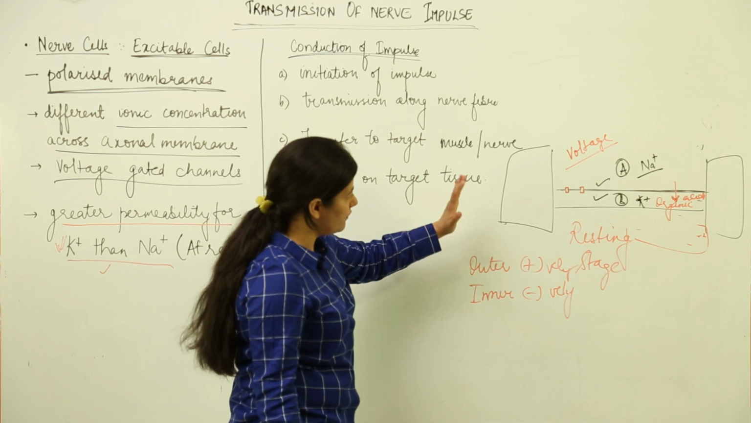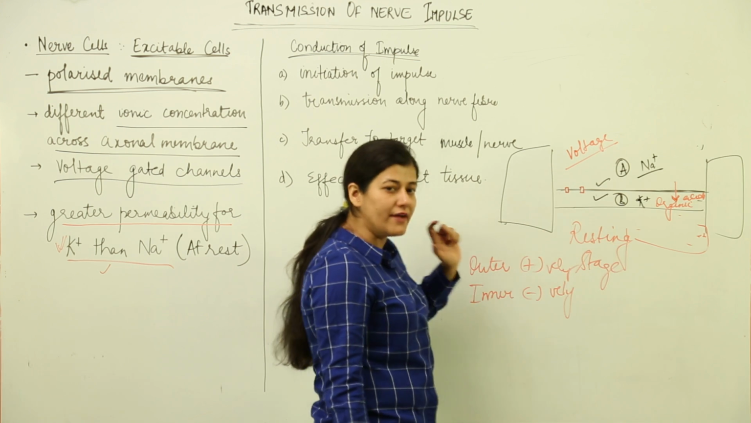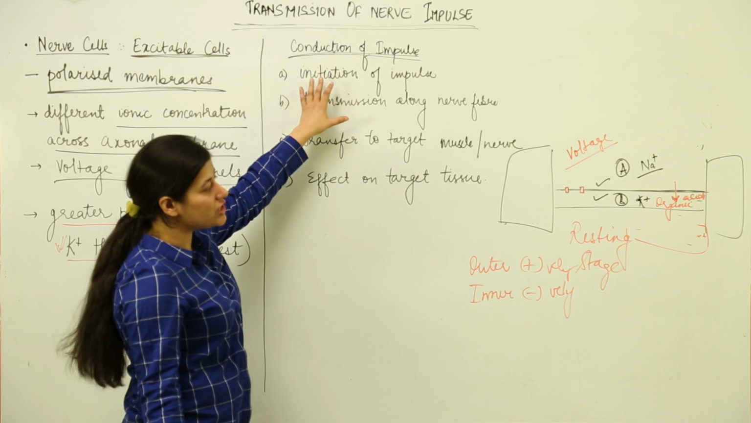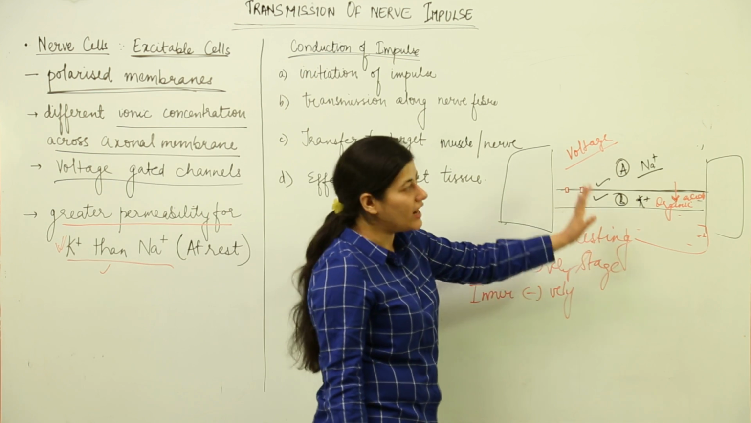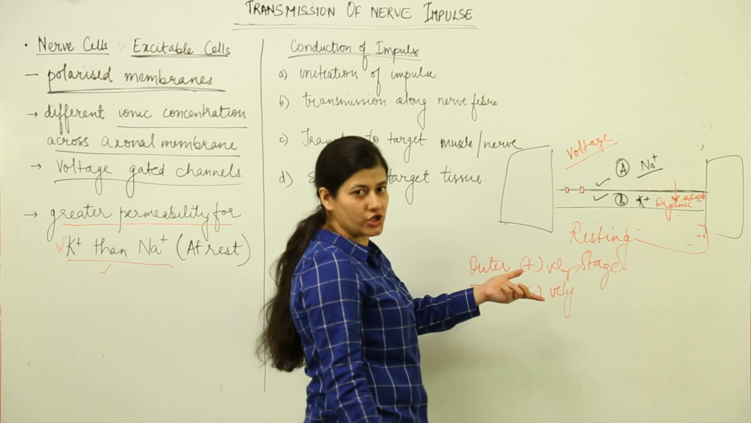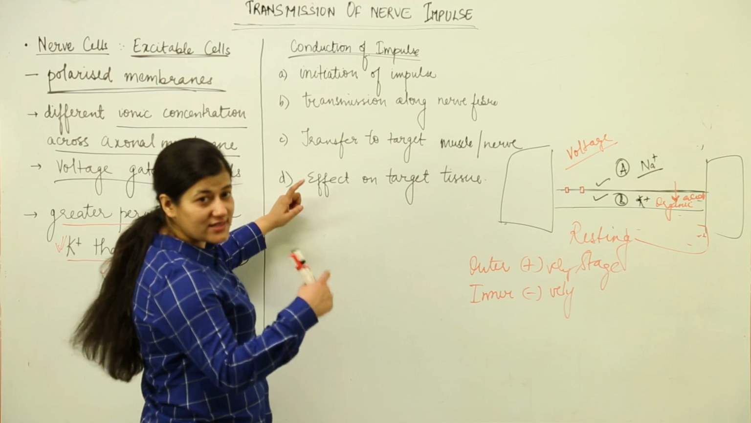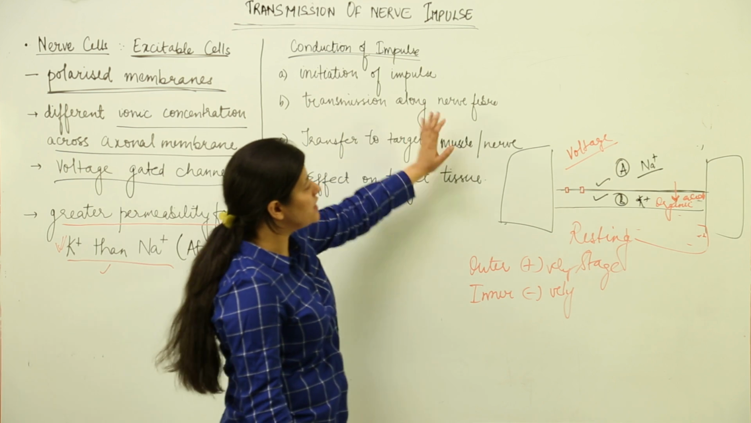And then after understanding this resting stage, now we have to see how the conduction of impulse takes place. First of all, there is an initiation of impulse, and that impulse is by excitation. There are excitable electrogenic pumps which alter the charge of the axoplasm, and that is known as initiation of impulse. Once that charge change has taken place, there would be transmission of impulse along the nerve fiber.